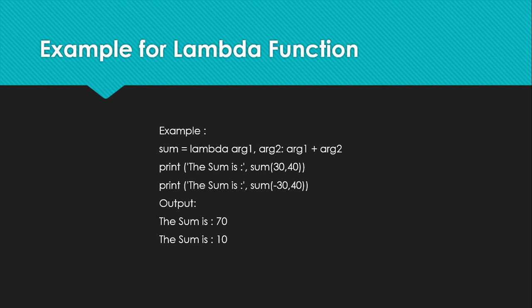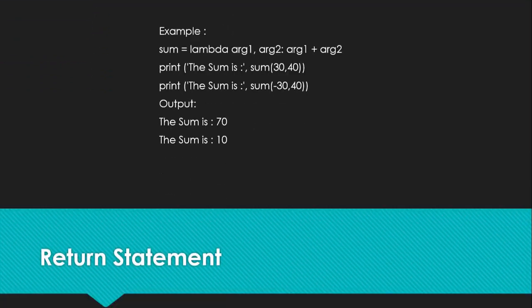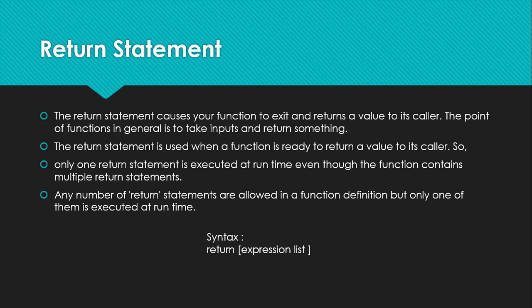When this lambda function is executed, the first time it adds argument 1 plus argument 2, so 30 plus 40, and it prints the sum as 70. For the second print statement, it adds minus 30 plus 40 and prints the sum as 10. If you look at this program, you can clearly understand they are small programs which are written with the keyword lambda. The next thing you're going to see on screen is return statements in a function subprogram.